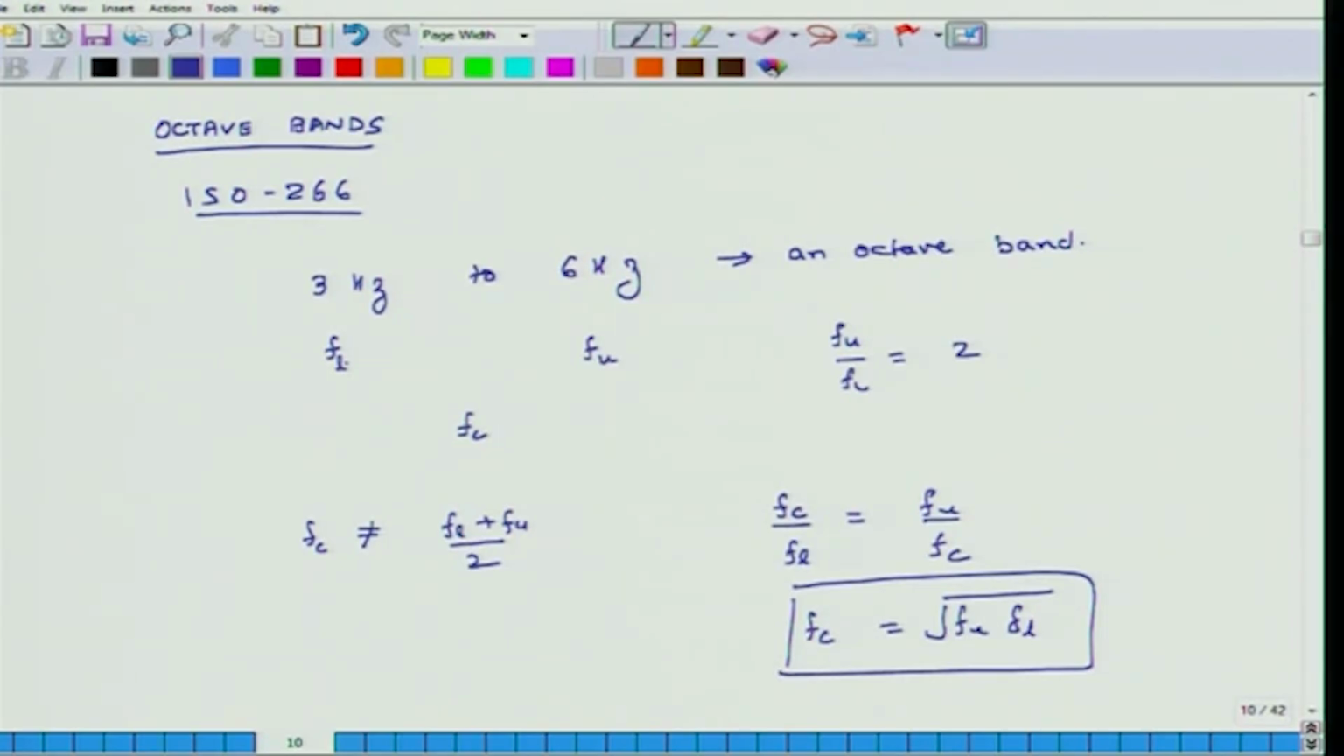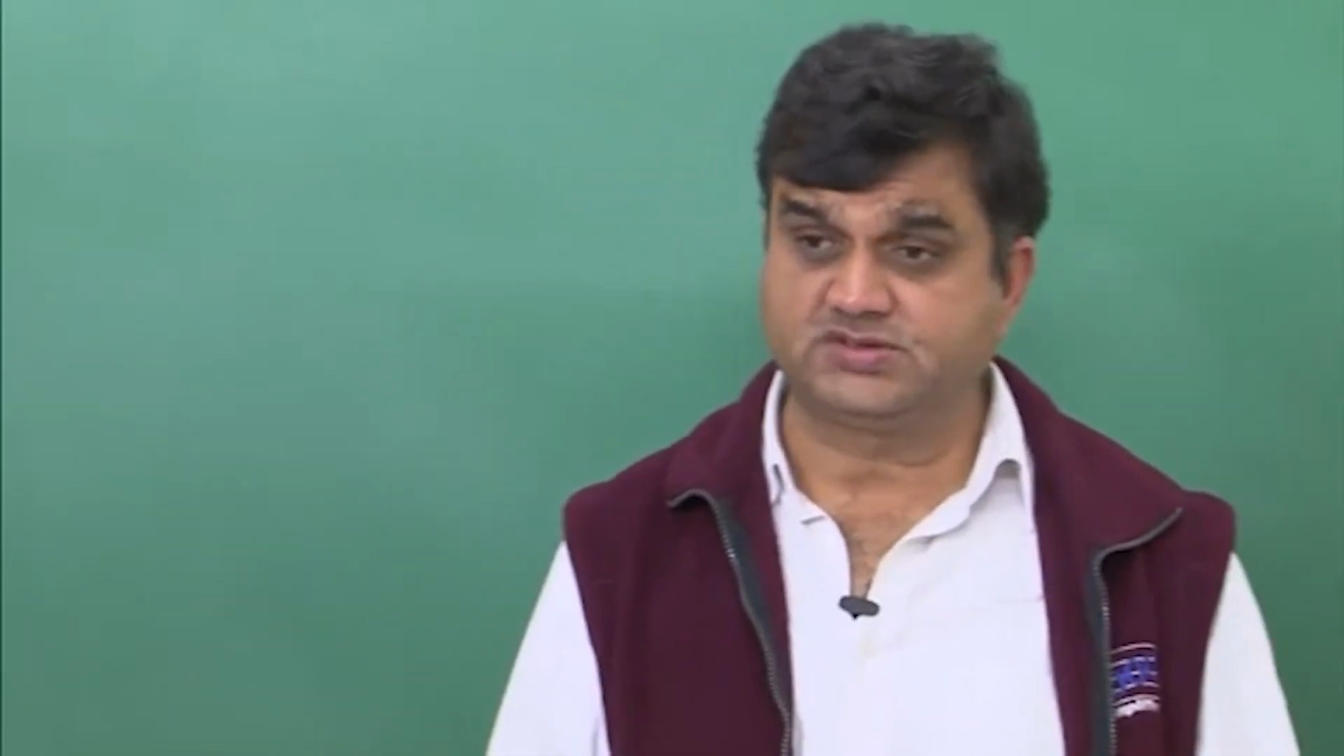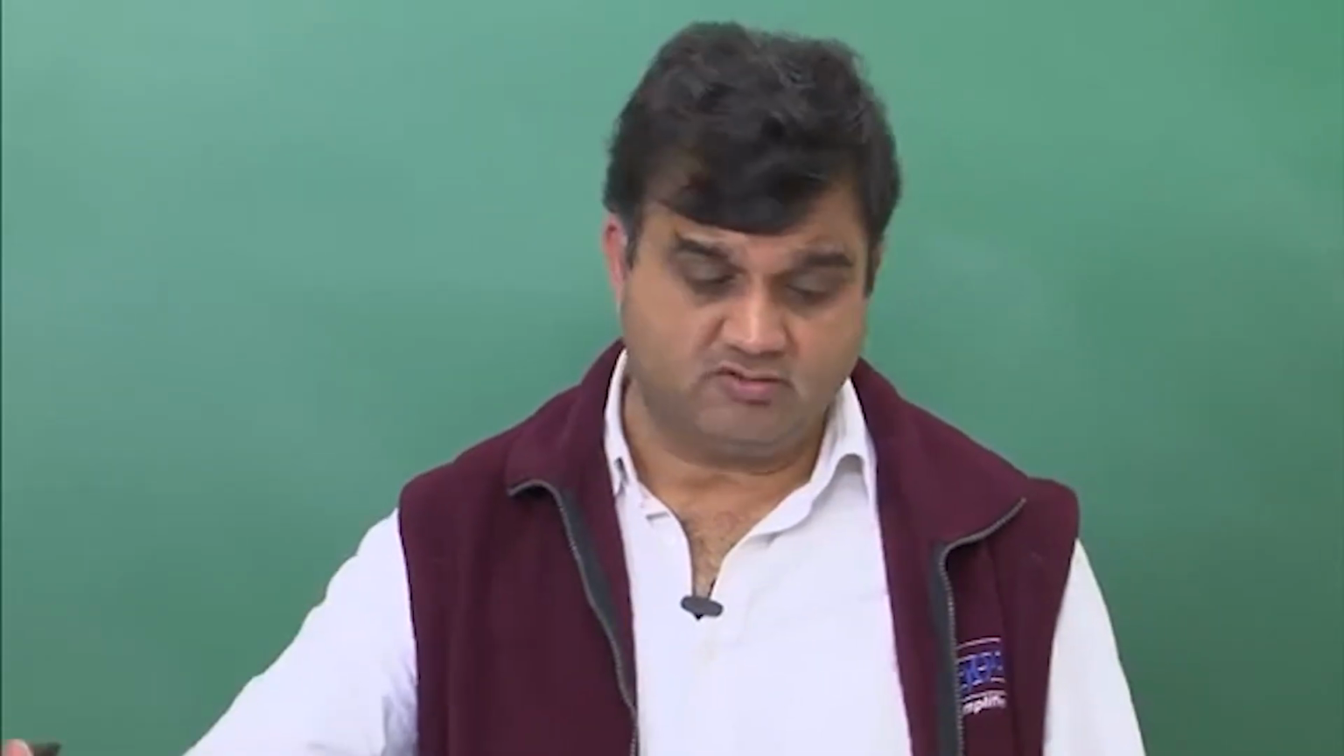And if you do the math, you will find that Fc equals 1.414 times Fl, and Fu is equal to 1.414 times Fc. Okay. So now I am going to specify different octave bands.